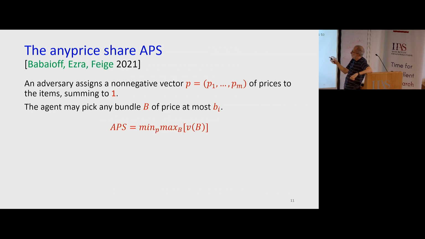So it's a min-max definition. You take the minimum over all possible price vectors of the maximum bundle among those that the agent is allowed to choose given the price vector. This is the any price share. So under any price, you can get at least this value, no matter how the items are priced. So this is the min-max definition.